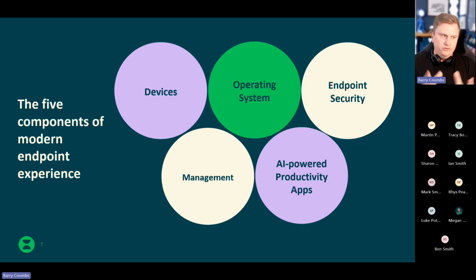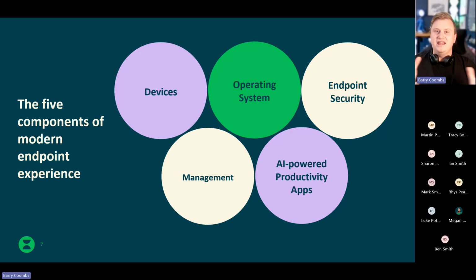So the 5 components of the modern endpoint experience, according to Microsoft, revolve around the following areas. The first being around the devices, the second being around the operating system, the third is around how we're securing this, the endpoint security, pivotal to that zero trust. We then have the management on a day-to-day basis, proactively. How are we managing these devices, maintaining them and supporting them all the way from cradle to grave, from the point where it rolls out to the point where it is going to be retired. And finally, the AI-powered productivity apps.